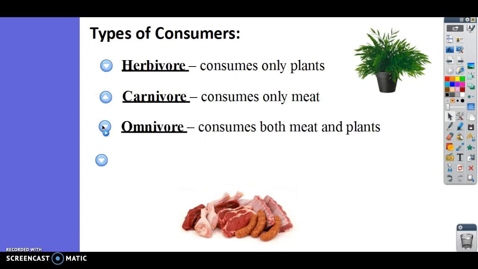Now, omnivores consume both meat and plants. Most humans are omnivores. The exception is if you're a vegetarian, then you would be an herbivore because you don't eat any meat products. Other animals that are omnivores: maybe a frog eats some crickets, but it also eats grass. Maybe bears eat fish, but they also eat berries and plants. Those are examples of omnivores.